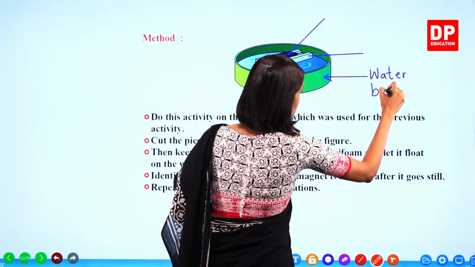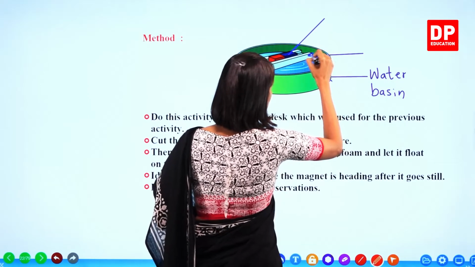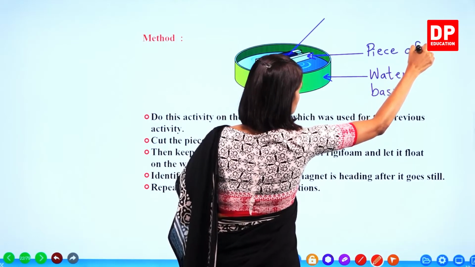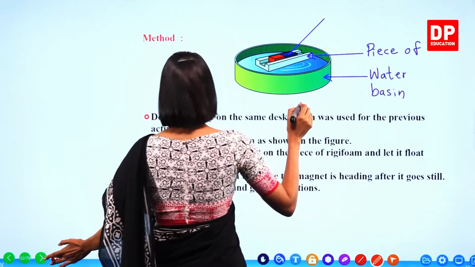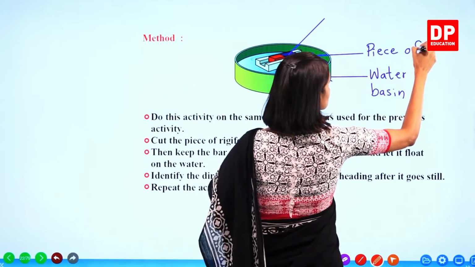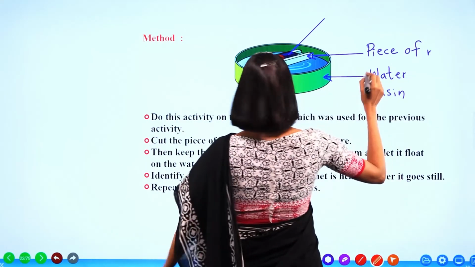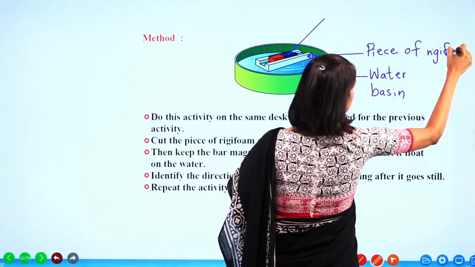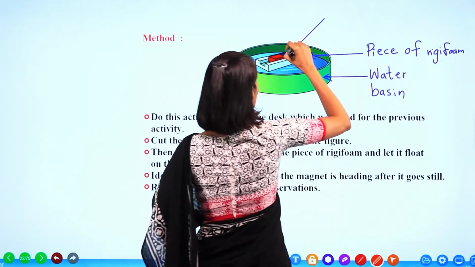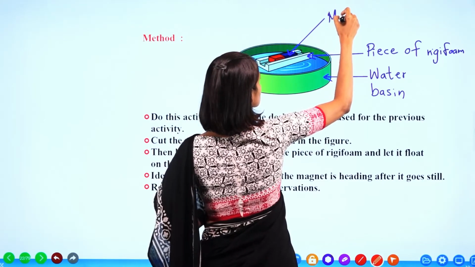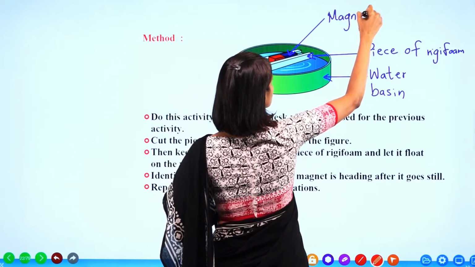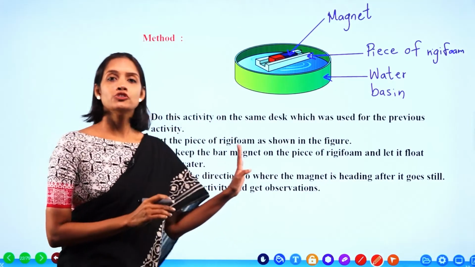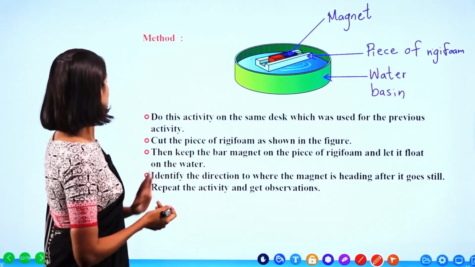Water basin, piece of rigiform, and the magnet. Okay. So how to do this one? Let's go through the method.